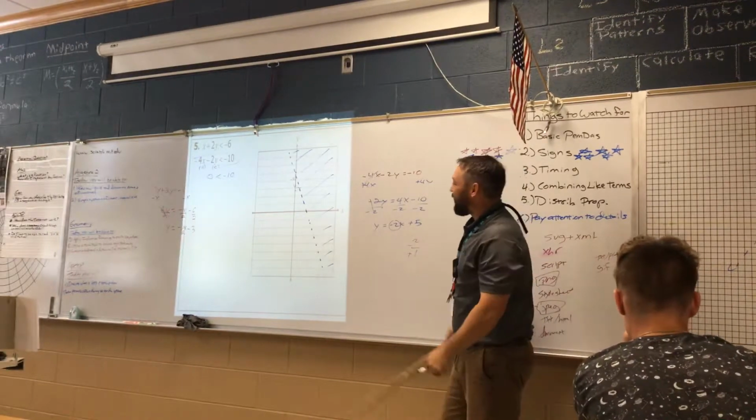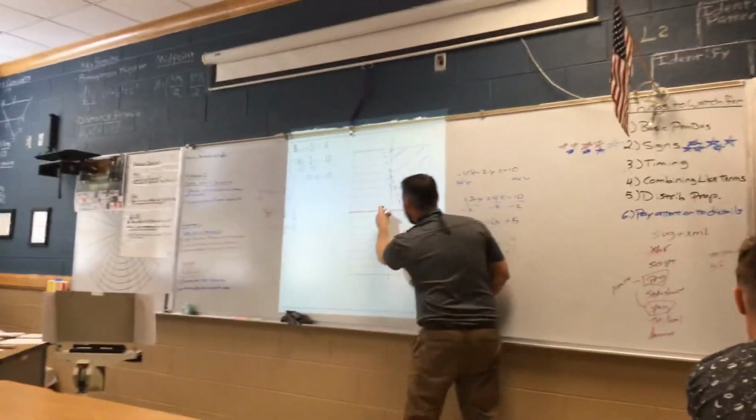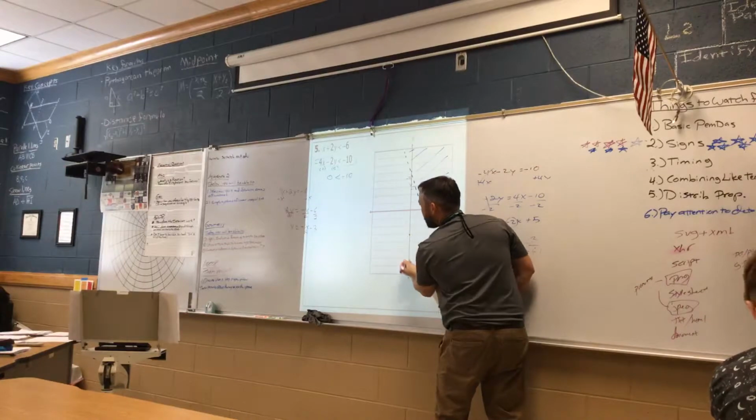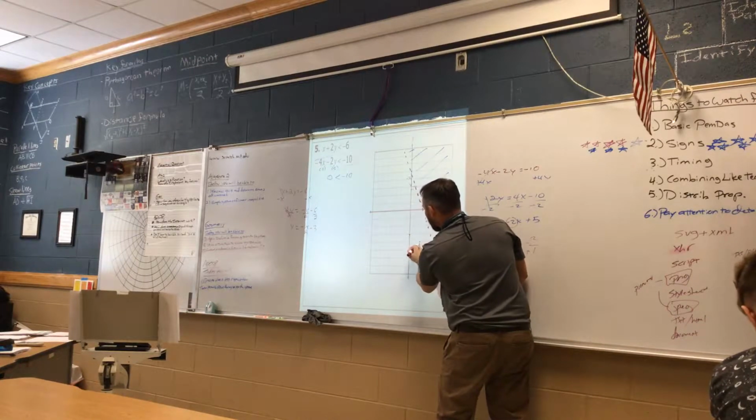All right, so our other one now. So negative 3, 1, 2, 3. Drop 1, run 2 this way.